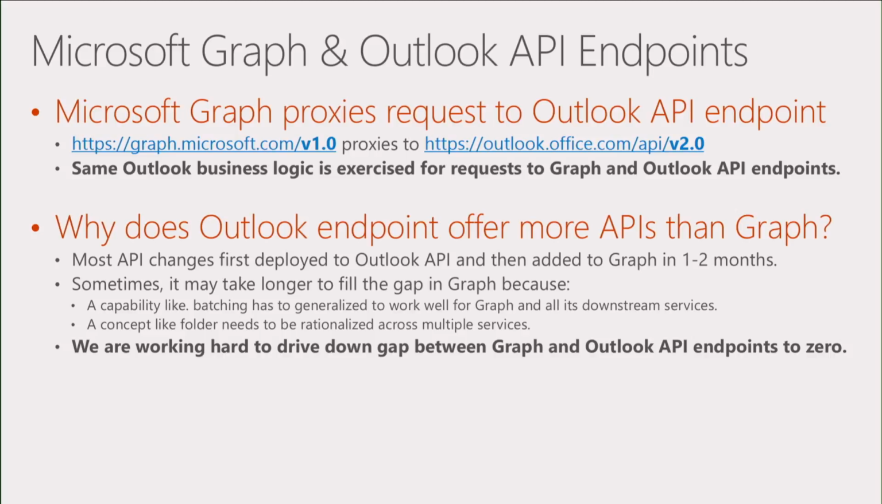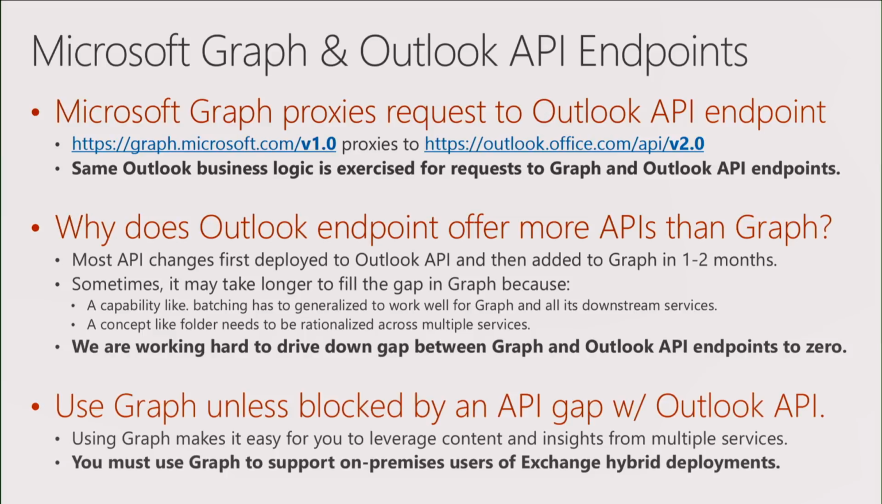But today these gaps exist, and in some cases like batching or sync, or tasks, if you need to, you can take it. At least we made sure that the Outlook endpoint is available for you to take advantage of it and unblock yourself while we figure out how to get it onto the Graph. So our guidance is very simple. Start with Graph, use it, unless you're blocked by an API gap, because one, it kind of future-proofs your app.